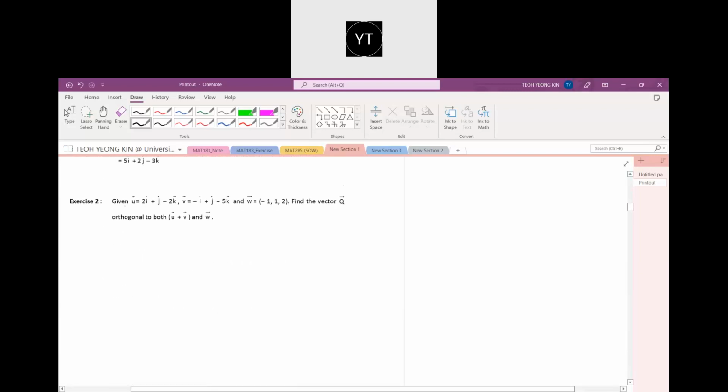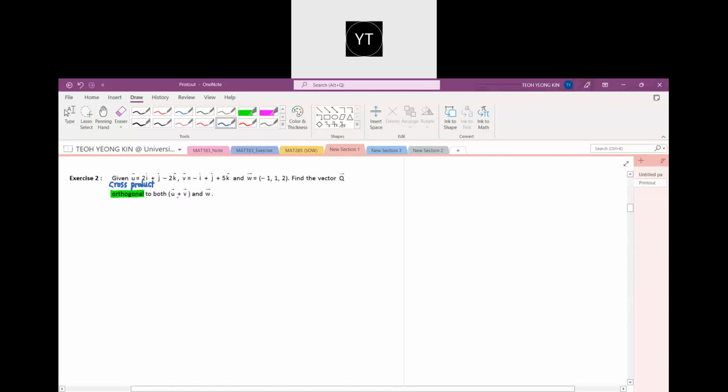For example, given vector u, vector v, and vector w, so we have three vectors. Find the vector q, which is orthogonal to both the sum of vector u and v, and vector w. First thing first, how are we going to find the orthogonal? We're going to use the cross product. Remember, the output for the cross product is orthogonal to the above vectors. So next I try to find the sum of vector u and v dulu. Kita cari hasil tambah vector u dan vector v dulu.